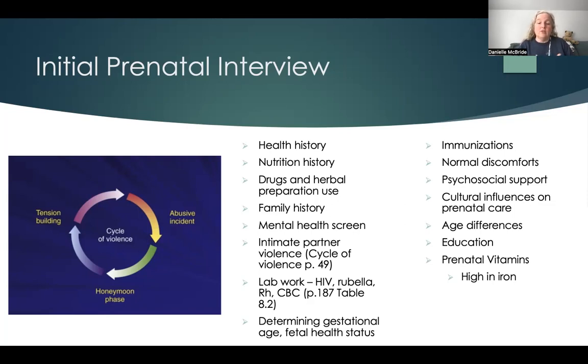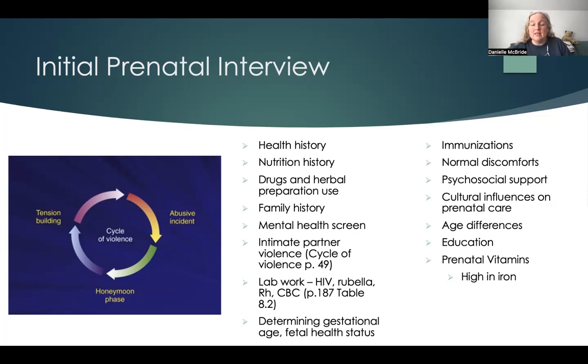And we did touch on also the importance of screening every time for intimate partner violence. The reason for this partly is that sometimes the abuse hasn't happened yet, and it happens throughout the pregnancy. There's times that pregnancy increases the stress in a relationship. Sometimes they're in the honeymoon phase, and so they're not really talking about it because they're believing it's not going to happen anymore.